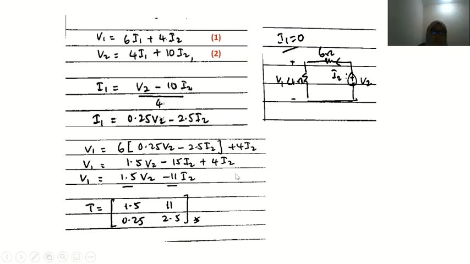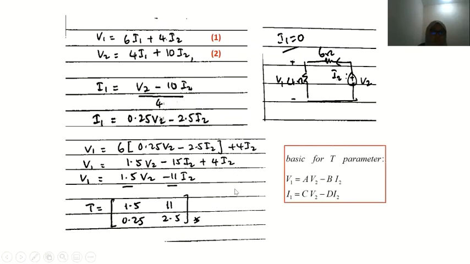So you compare this with your basic T parameters formula. This will be your A, 1.5, and then your B is 11. Then from I1, you get your C is 0.25 and your D is equal to 2.5. So from here also you can get the same parameters.